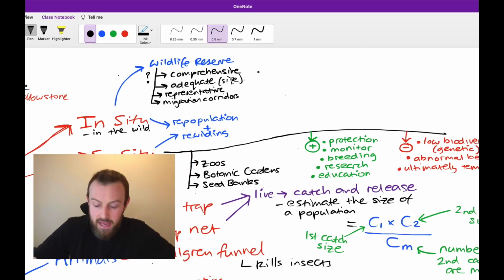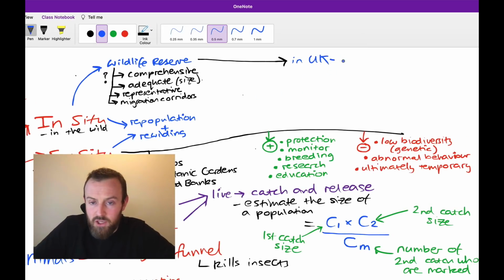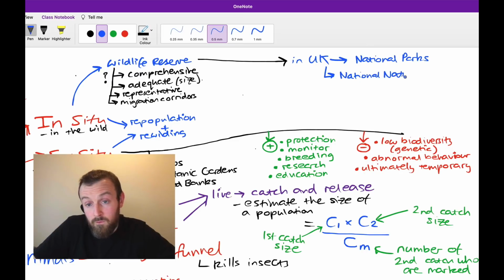And in the UK, there are a couple of different types of wildlife reserve that you should know about, because these are on the syllabus and they come up. We've got national parks. I think the Lake District is a national park. We've got national nature reserves. We've got sites of special scientific interest.